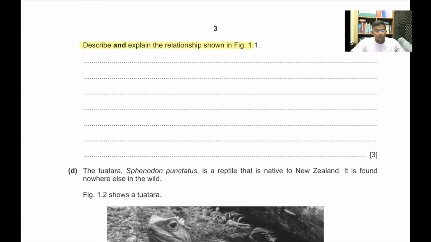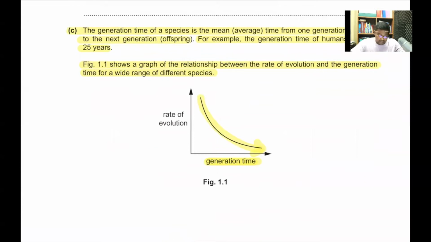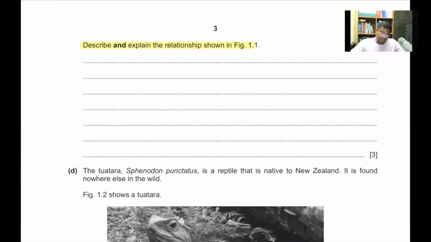So in figure 1.1, we saw as the generation time increases, the rate of evolution decreases. Longer generation time means less reproduction. As a result, fewer mutations can be passed on to the next generation. So there is less chance of evolution as the generation time increases.